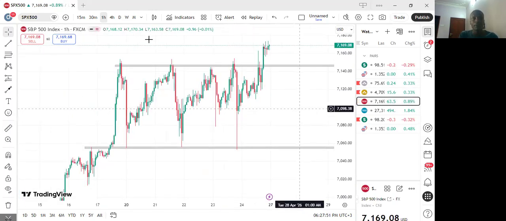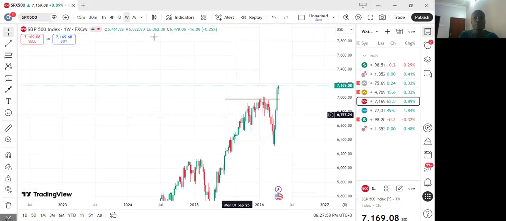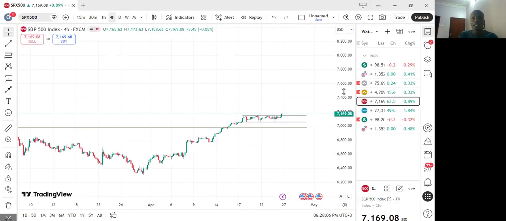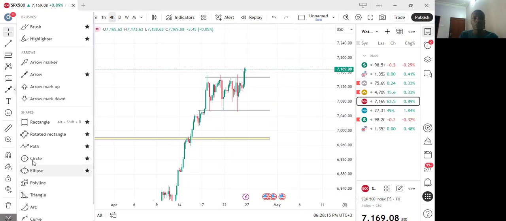500, you can see that S&P 500 has been overall bullish, and it's at all-time high. Weekly is at all-time high. Daily, same thing. H4, same thing. And you can notice that on the H4 time frame, we have a triple bottom.